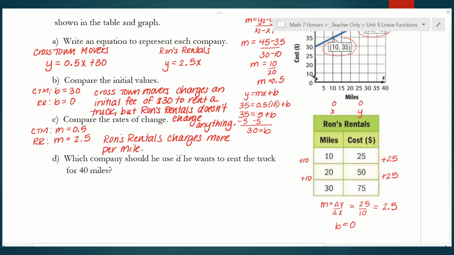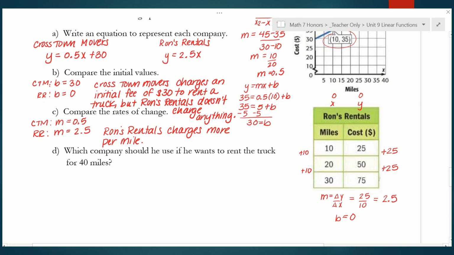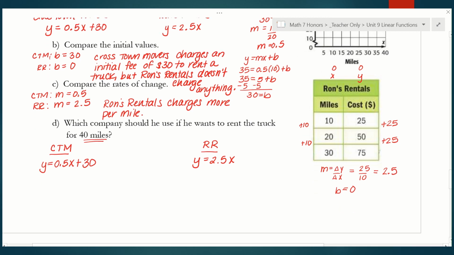All right, so our last part here, which company should he use if he wants to rent the truck for 40 miles? Okay, so we want to compare. Is Crosstown Movers less expensive, or is Ron's Rentals less expensive? So I'm just going to rewrite my equations for both of these here, because that's what we're going to use to figure this out. Okay, so 40 miles is what we're looking at. Remember, miles is our x value, and so we're going to plug in 40 in both equations for x. Do that substitution step first.